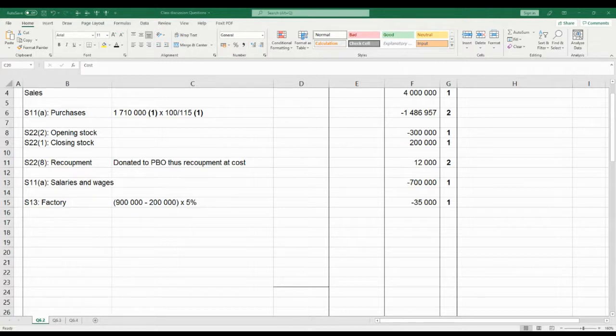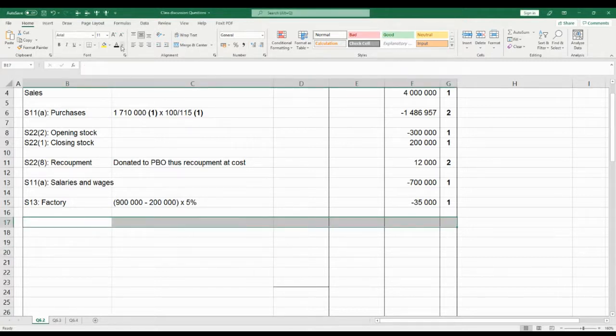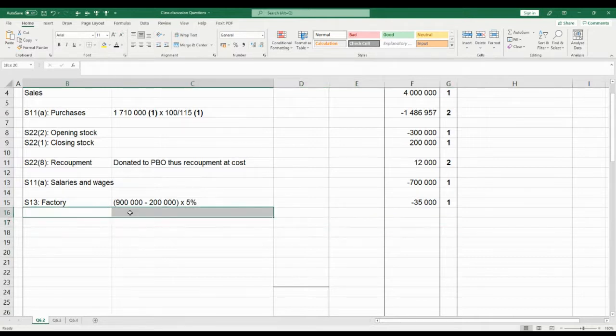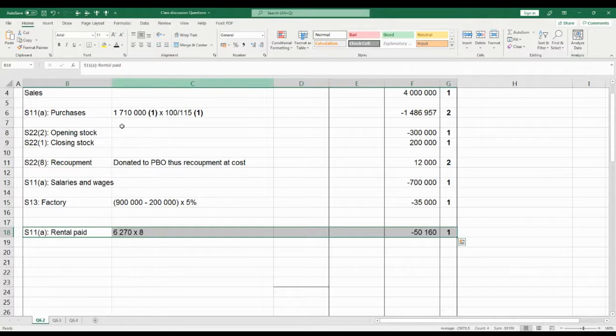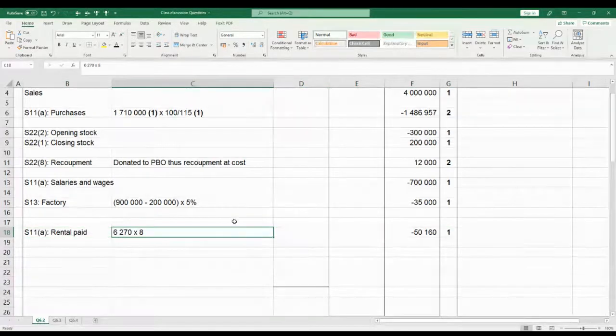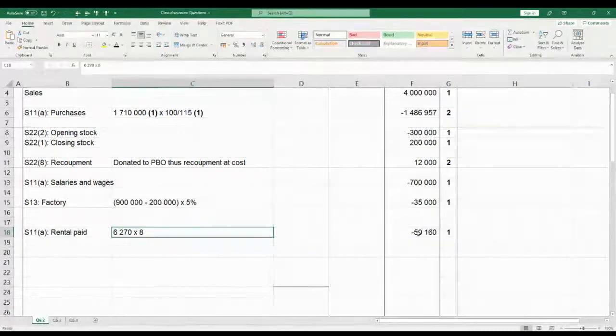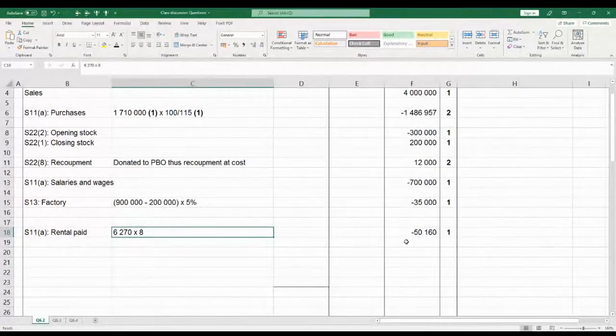Okay, then we've rented office space. Now we said for that office space we rented, we only rented it for 8 months. So we take the 6,270 Rand, multiply it by 8, and that gives us 50,160.